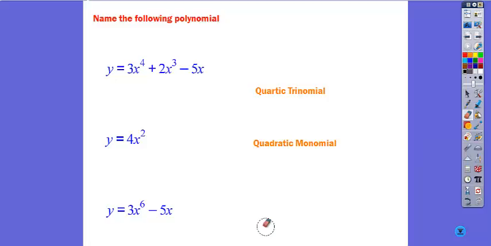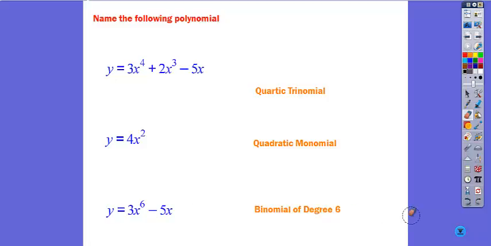And then remember, when we run out of names, anything that's a power of 6 or bigger, we have to actually flip the order. So we go based off of the number of terms, and then we say of degree whatever. So how many terms do I have here? 2. So it's a binomial of degree what? 6, because the degree is 6.